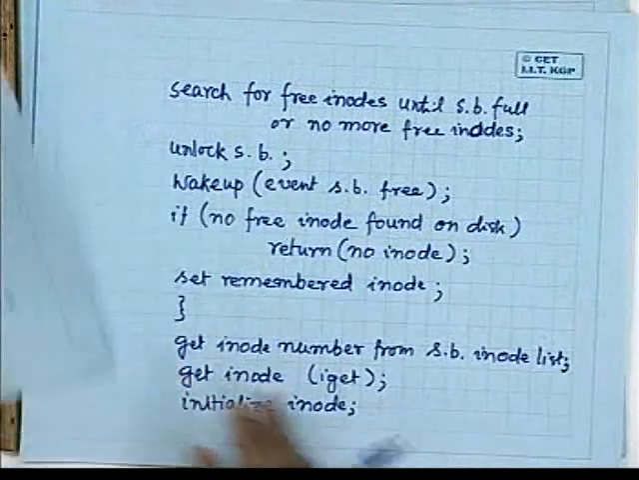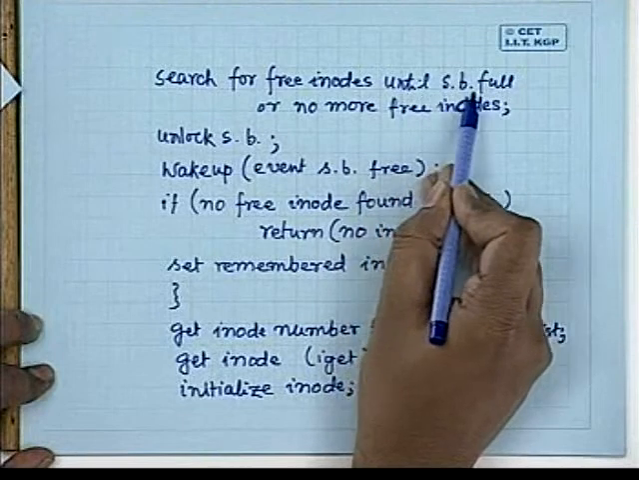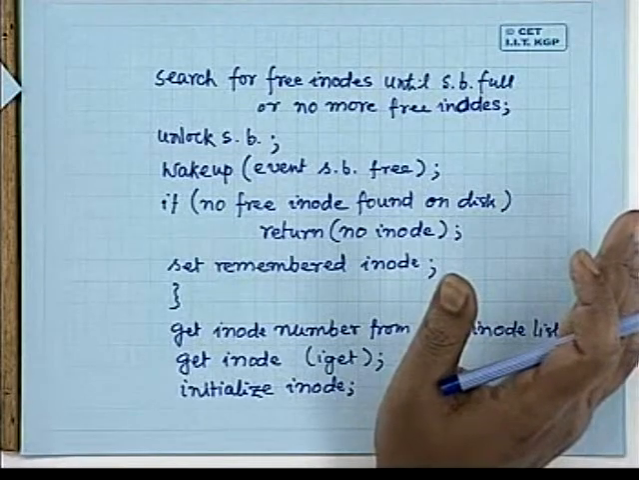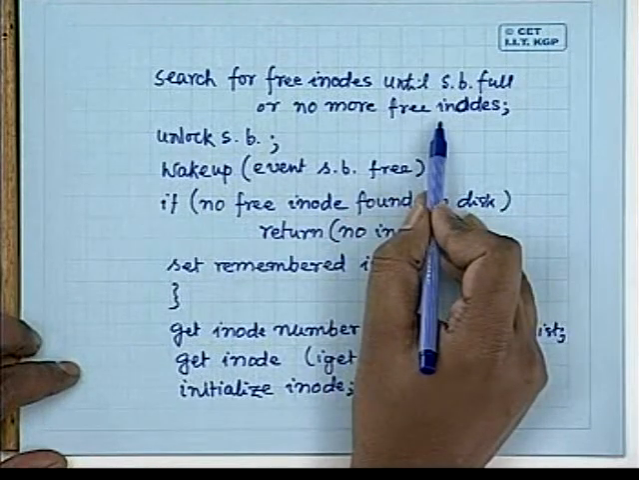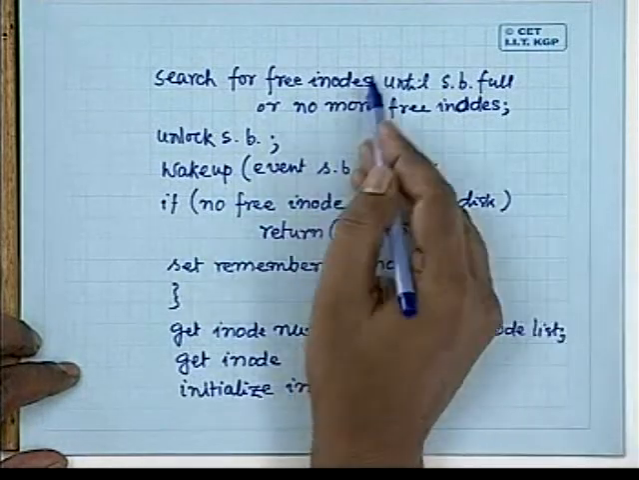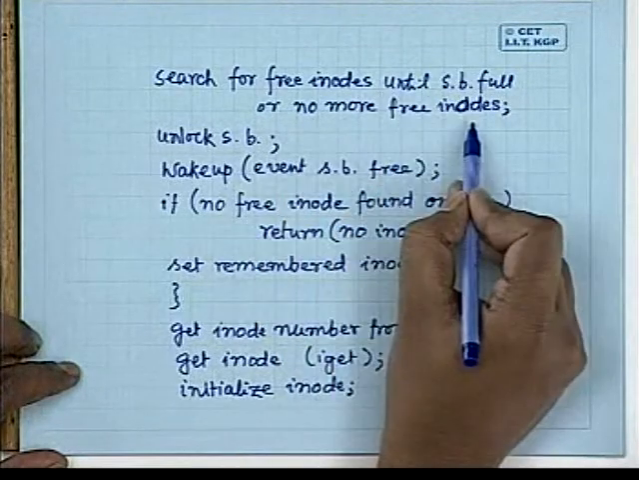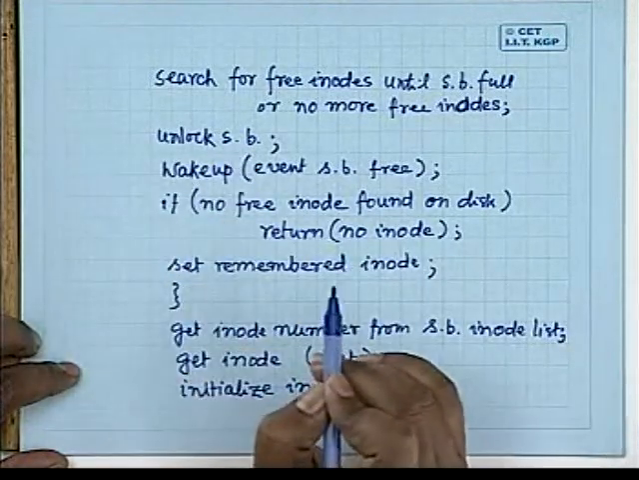So you search for the free inodes, and the superblock free inode list will be filled up until it is full. If it can contain 100 inode numbers, then maximum 100 I can put. I cannot put anything more than that. Or there may be a situation that after getting 50 unallocated inodes, I find that there is no other unallocated inode on the file system. All the remaining inodes have been allocated. So if one of these conditions is satisfied, that is, until the superblock is full or there are no more free inodes, then the search operation has to stop. After that, you have to unlock the superblock.